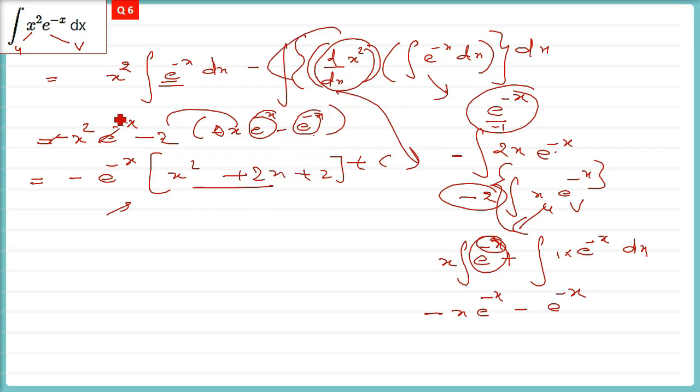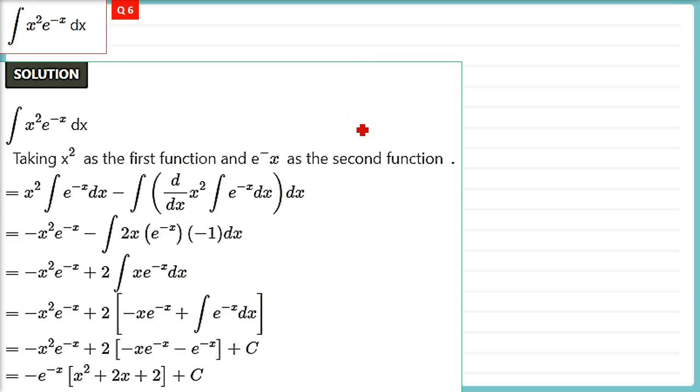Please remember, we have to apply the same formula 2 times. First, and then again we got this negative 2x e raised minus x, where the formula was applied again. So this is how you're going to go about it.